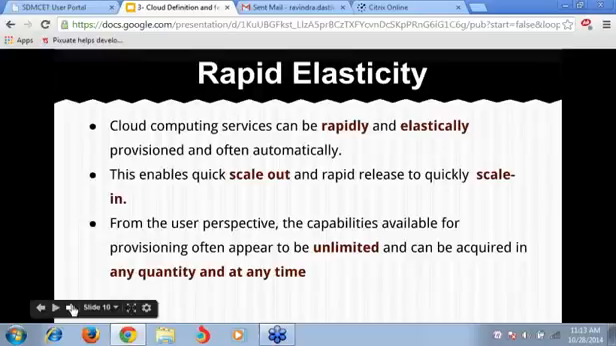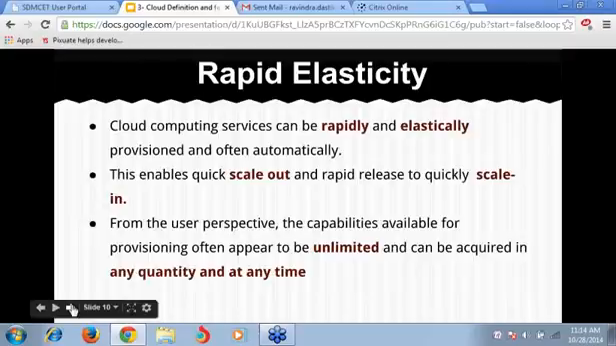So in order to meet this kind of unpredictable but growing demand, cloud computing comes with a feature called rapid elasticity. Elastic, we know, is something which can expand and contract depending on the requirement. For example, elastic waistbands on dresses can fit different sizes of people. So this is the feature of cloud computing. What this does in practical terms is it will enable quick scale out.